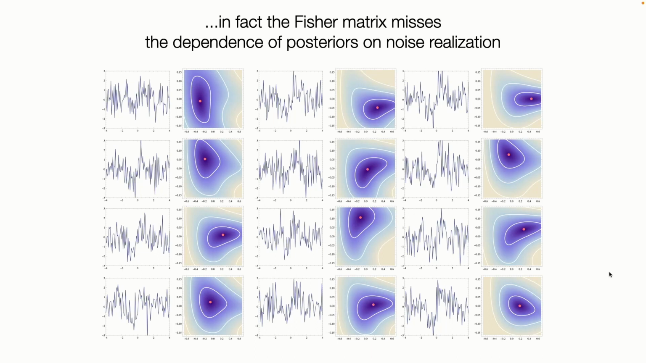So if your signal is not very loud, just by changing the noise realization, here I kept the same signal and I computed the posteriors, you can get a variety of shapes. Fisher alone will give you just an ellipsoid. Here you can get some more fun, basically.